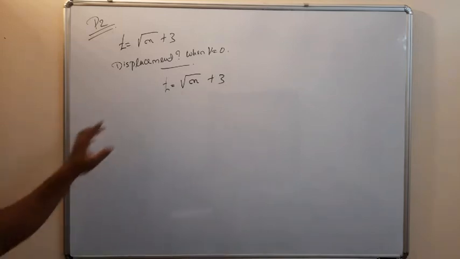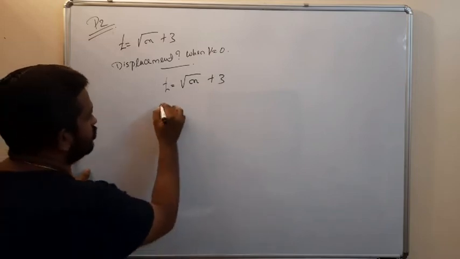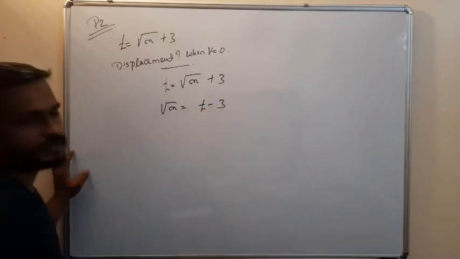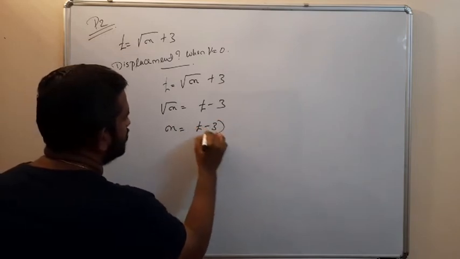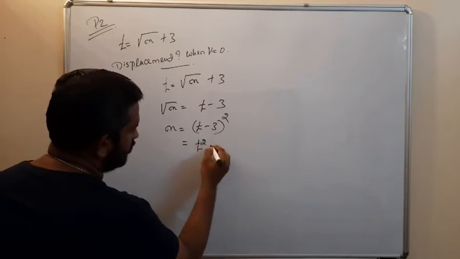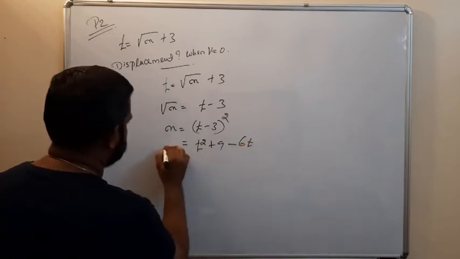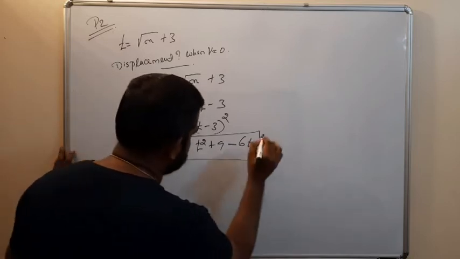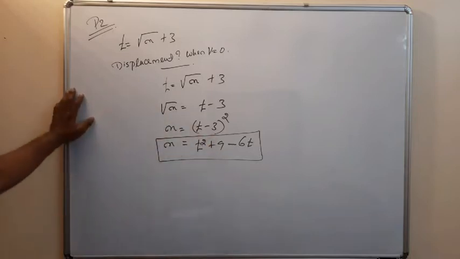So x is the displacement. Root x equal to t minus 3. Squaring on both sides, x equal to (t minus 3) whole square. So that is equal to t square plus 9 minus 6t. This is the displacement, which is a function of time.